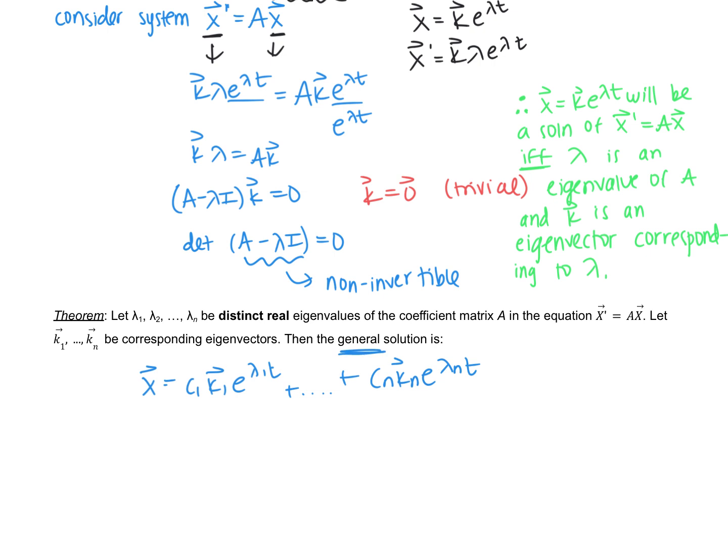So what that tells us, or what that's leading us to, is that if we have this system, we're going to need to find the eigenvalues, and as long as they're distinct and real, we can use the eigenvectors to form this general solution. So let's take a look at the first example. Here is the system that we're going to be solving.